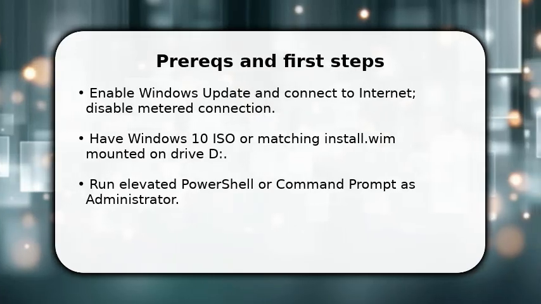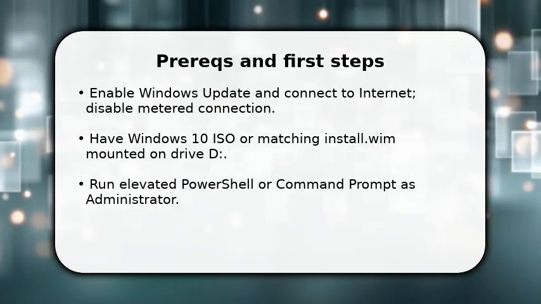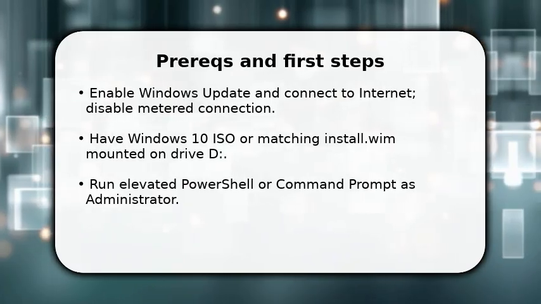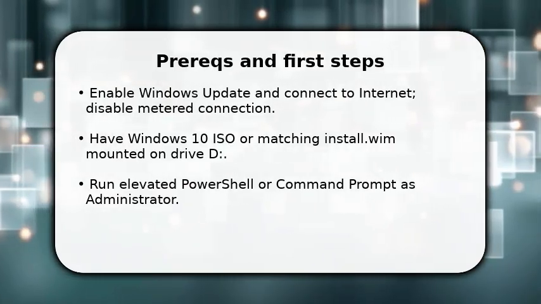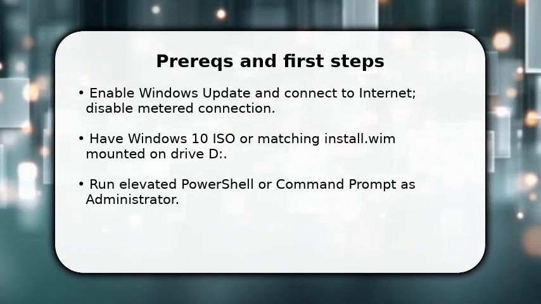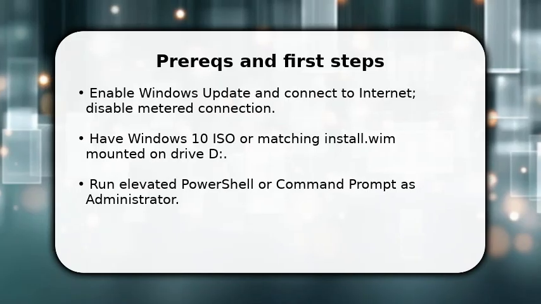You start by confirming prerequisites: Windows Update active and an ISO or install.WIM available. Open an elevated command prompt or PowerShell now. You need admin rights. Once done, mount the Windows 10 ISO and note the drive letter, for example D. Make sure the install.WIM or install.ESD path is correct.